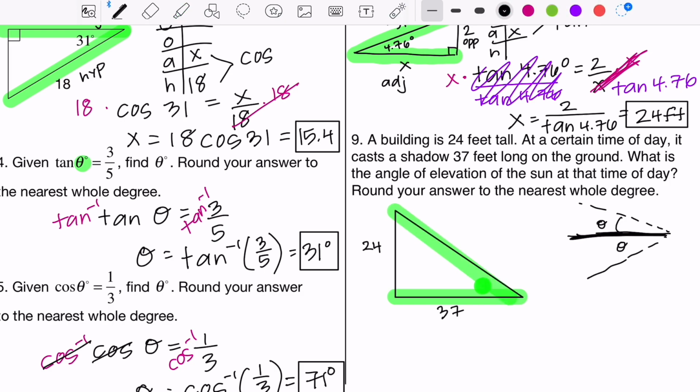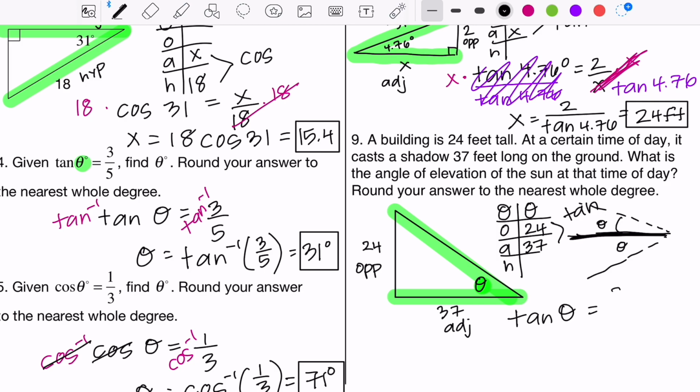So we'll just keep doing the same old, same old. I'm just going to call this theta. You can call it A. This is adjacent because it's highlighted. This is opposite. So this is going to be 24/37. And because I have those two, I'll be using the tangent ratio. Tangent of theta equals 24/37.